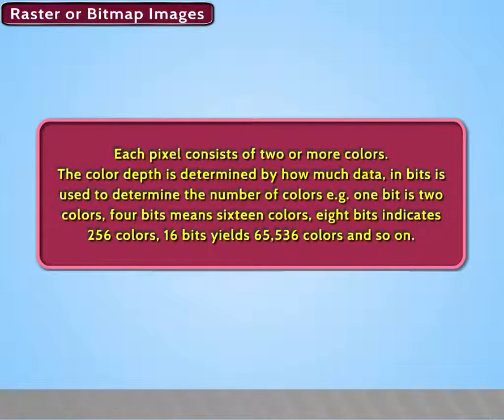The color depth is determined by how much data in bits is used to determine the number of colors. Example, 1 bit is 2 colors, 4 bits means 16 colors, 8 bits indicates 256 colors, 16 bits yields 65,536 colors, and so on.